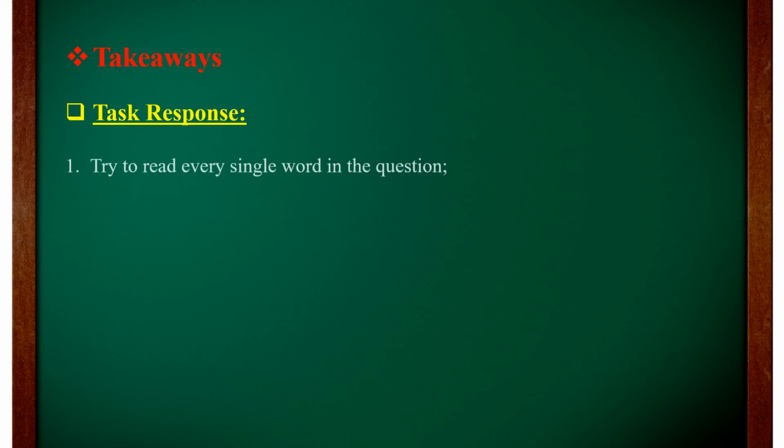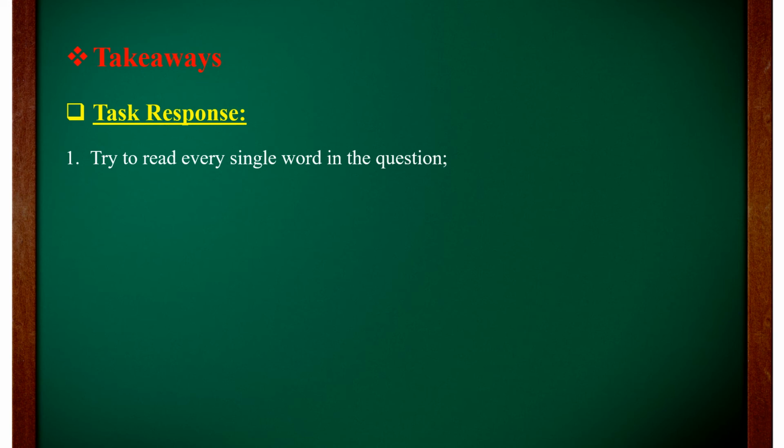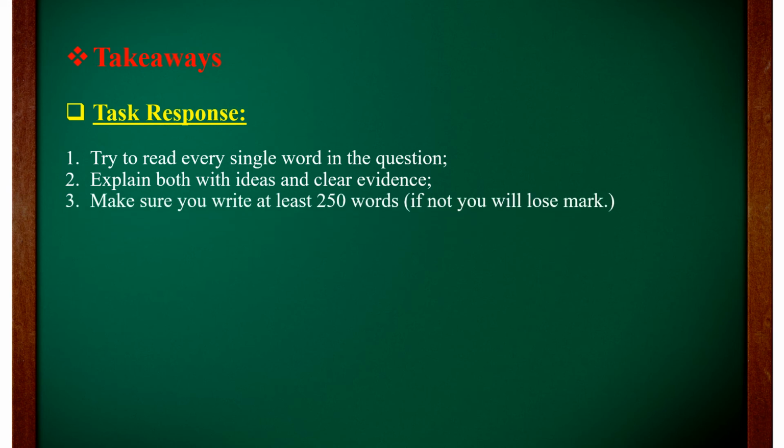Well, now it's time to recap all the takeaways from this video. First, task response. 1. Try to read every single word in the question to ensure that you understand it entirely. 2. When you cannot take side firmly, try to explain both with idea and clear evidence. 3. Make sure you write at least 250 words. If not, you will lose marks.